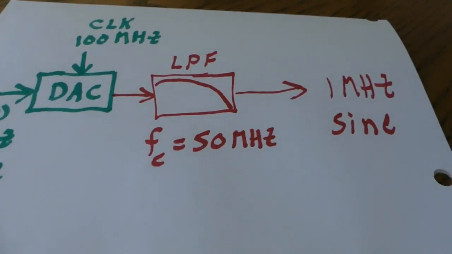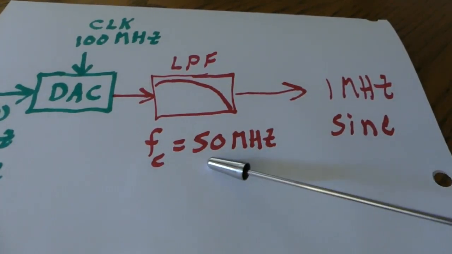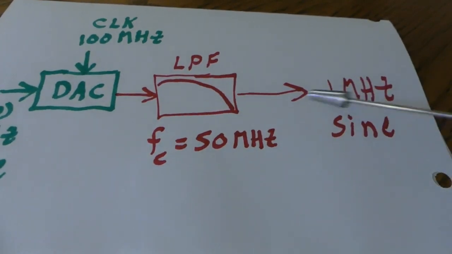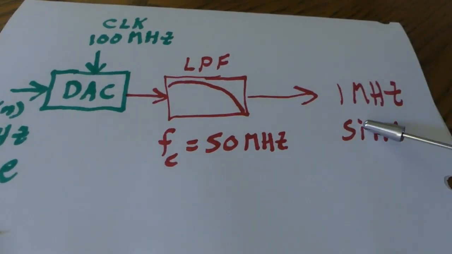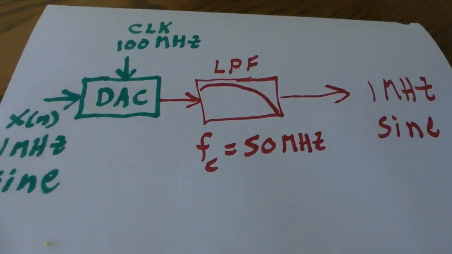And then we're going to take the output of that DAC and feed it into a low pass filter with a cutoff frequency of 50 megahertz. And I think it's pretty clear that we'll see a nice 1 megahertz sine wave on the output of that low pass filter. So this is your classical setup for how we would work with a DAC running at a 1 megahertz clock.